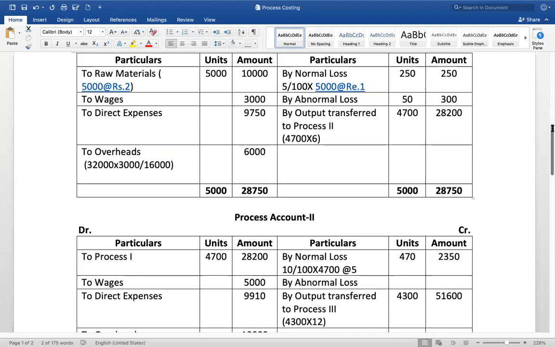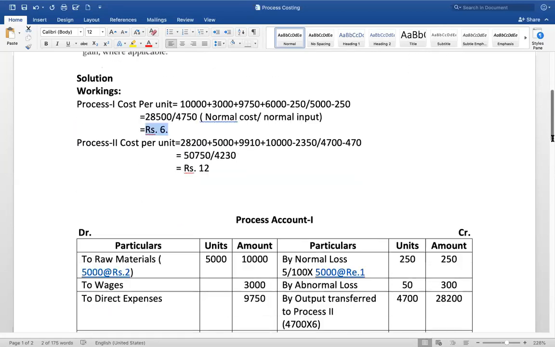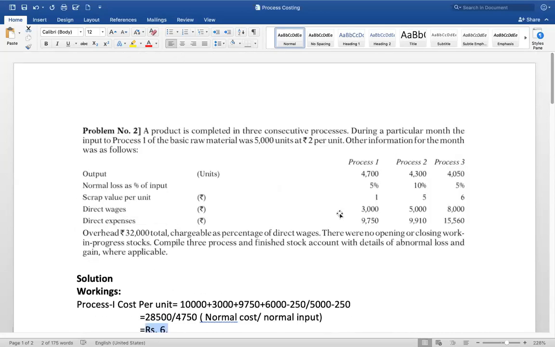750. Okay, so 28,500 by 4,750. Okay, 5,000 minus 250, 4,750. Right, you got process cost per unit. Process 1 cost per unit is 6 rupees. Okay, now what is the output in process 1? The output in process 1 is 4,700.